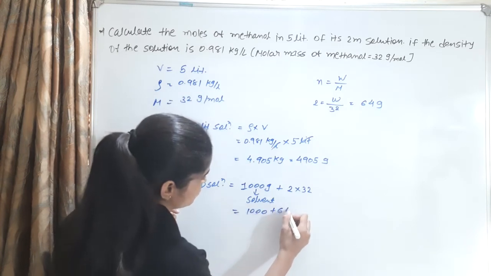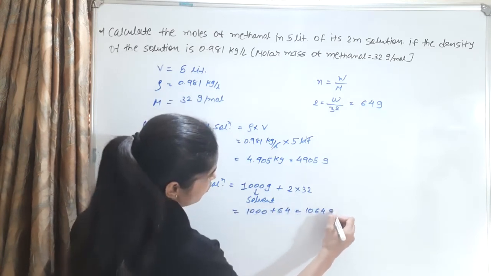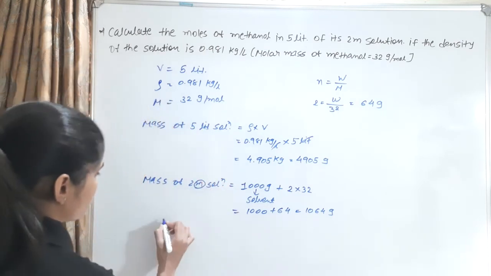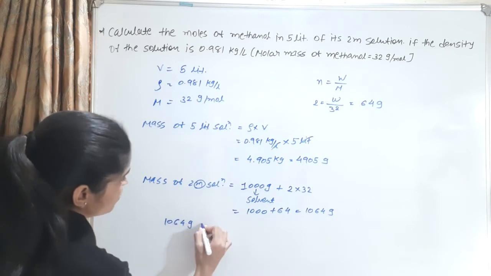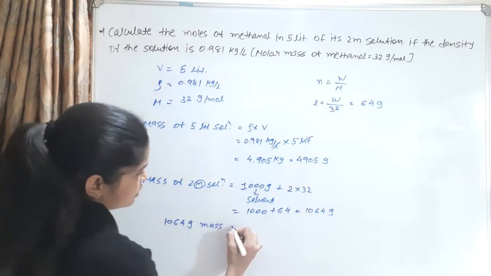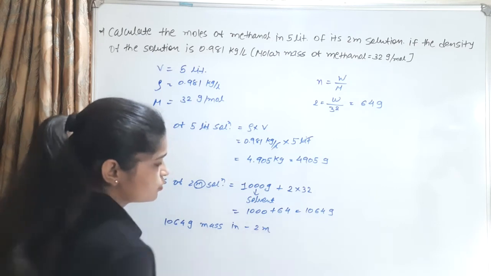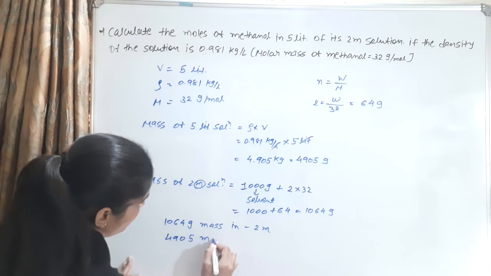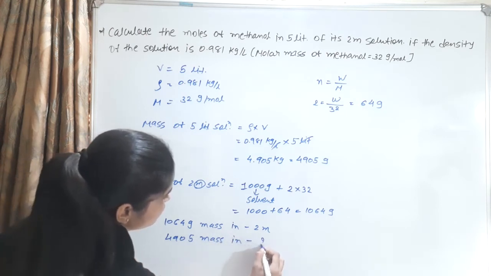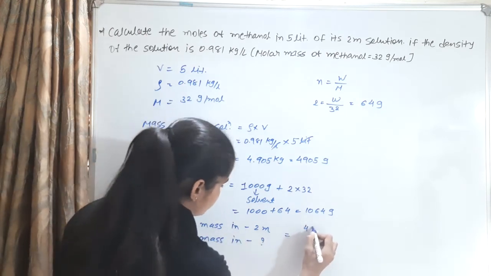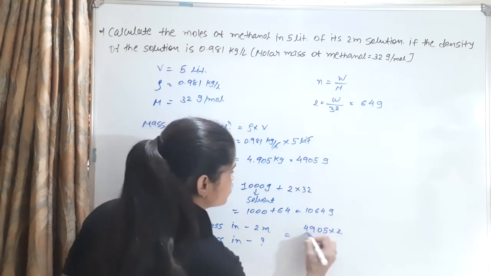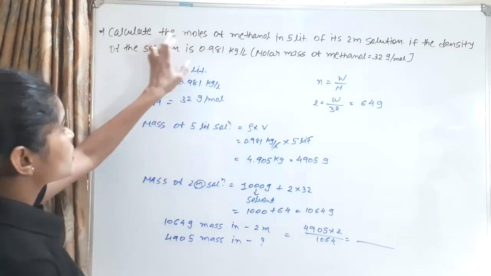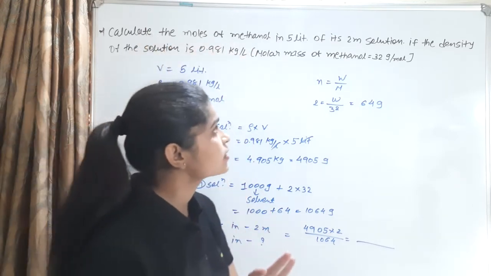1000 plus 64 gives 1064 gram. That way we find out that 1064 gram is the mass of the 2 molar solution. Then 4905 molar mass in which number of solution? So that is 4905 multiplied with 2 divided by 1064. That gives the number of moles of methanol in 5 liter of solution.